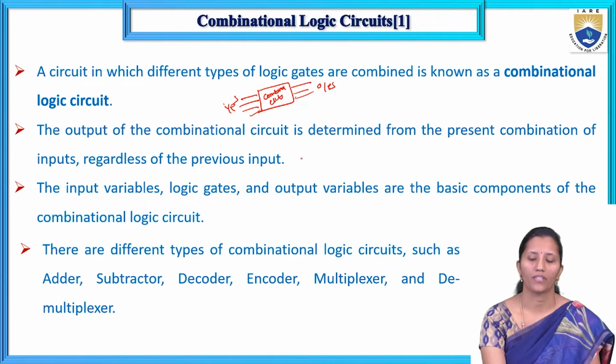So the output of the combinational circuit is determined from the present combination of the input regardless of the previous input. The input variables, logic gates, and output variables are the basic components of the combinational circuits. There are different types of logic circuits, for example adder, subtractors, multiplexer, demultiplexer, encoder, decoder. All these come under the combinational logic circuit, because the present output will depend on only the present input value. It will not depend on the previous input values.